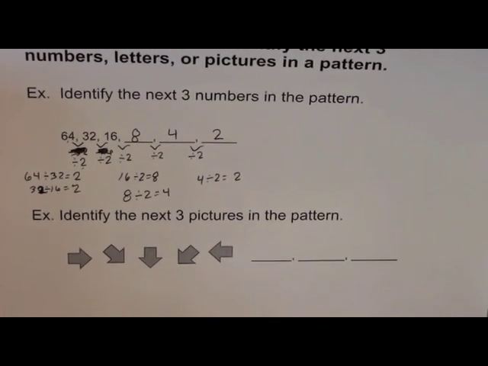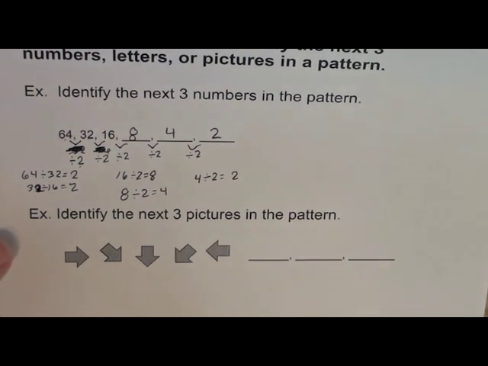Now the second type of problem you're likely to see here is to identify the next three pictures in the pattern. And you'd be given something like this. An arrow pointing to the right, an arrow pointing down to the right, an arrow pointing down, an arrow pointing down to the left, and an arrow pointing to the left.